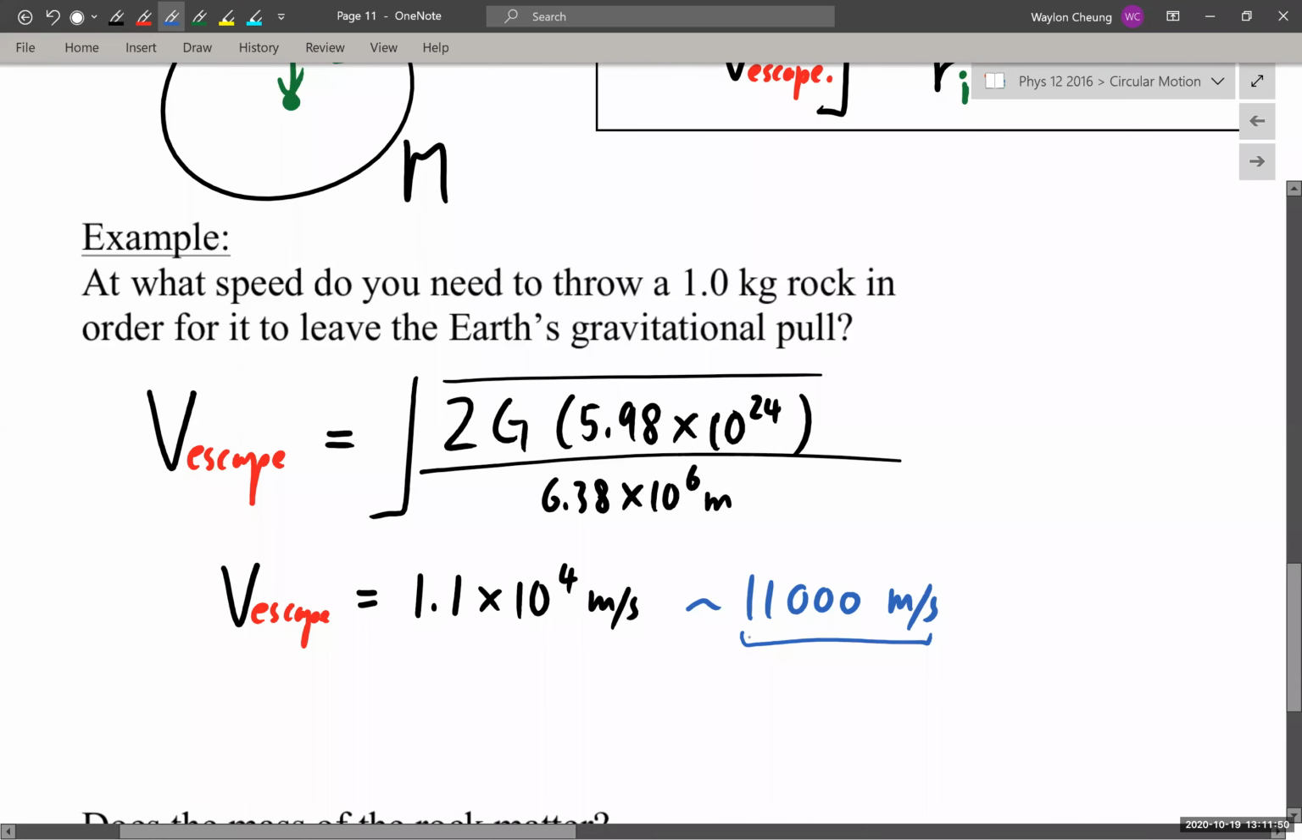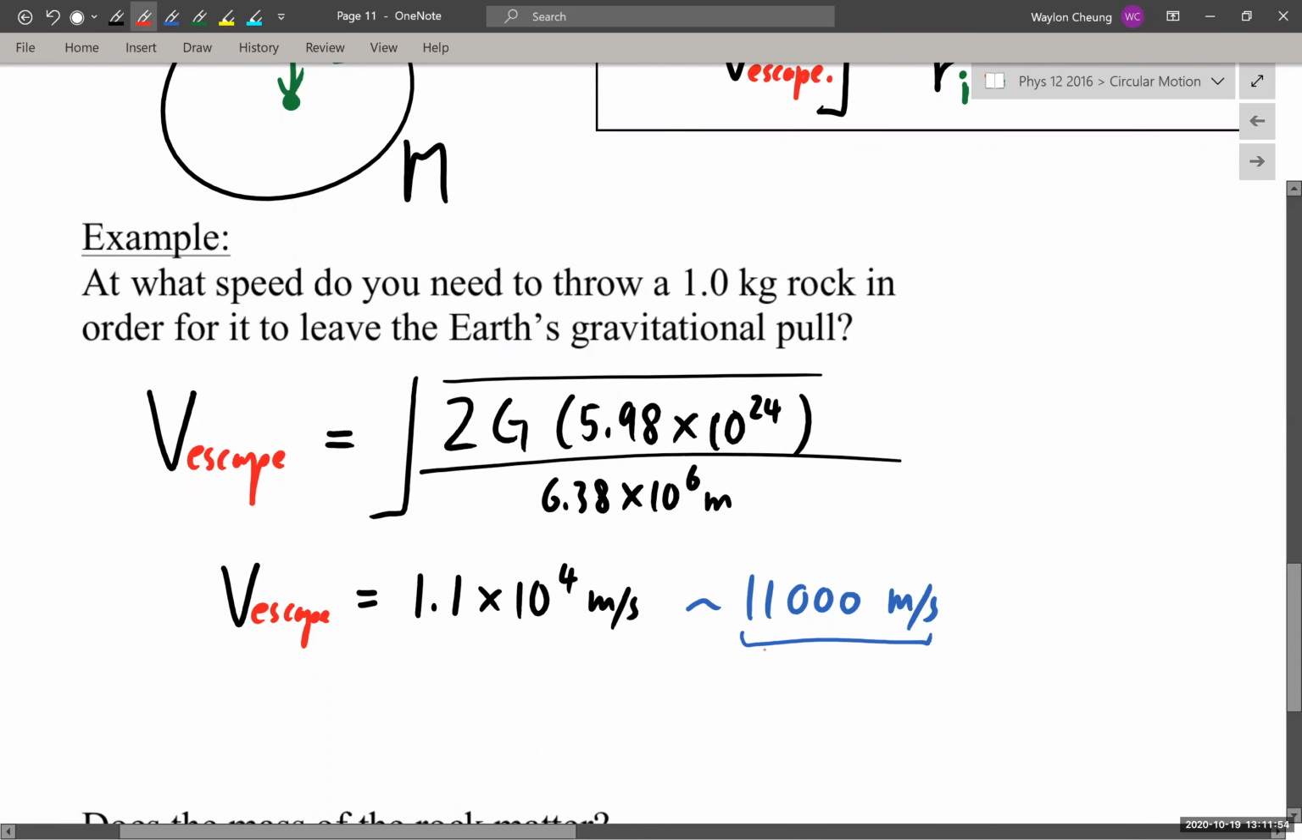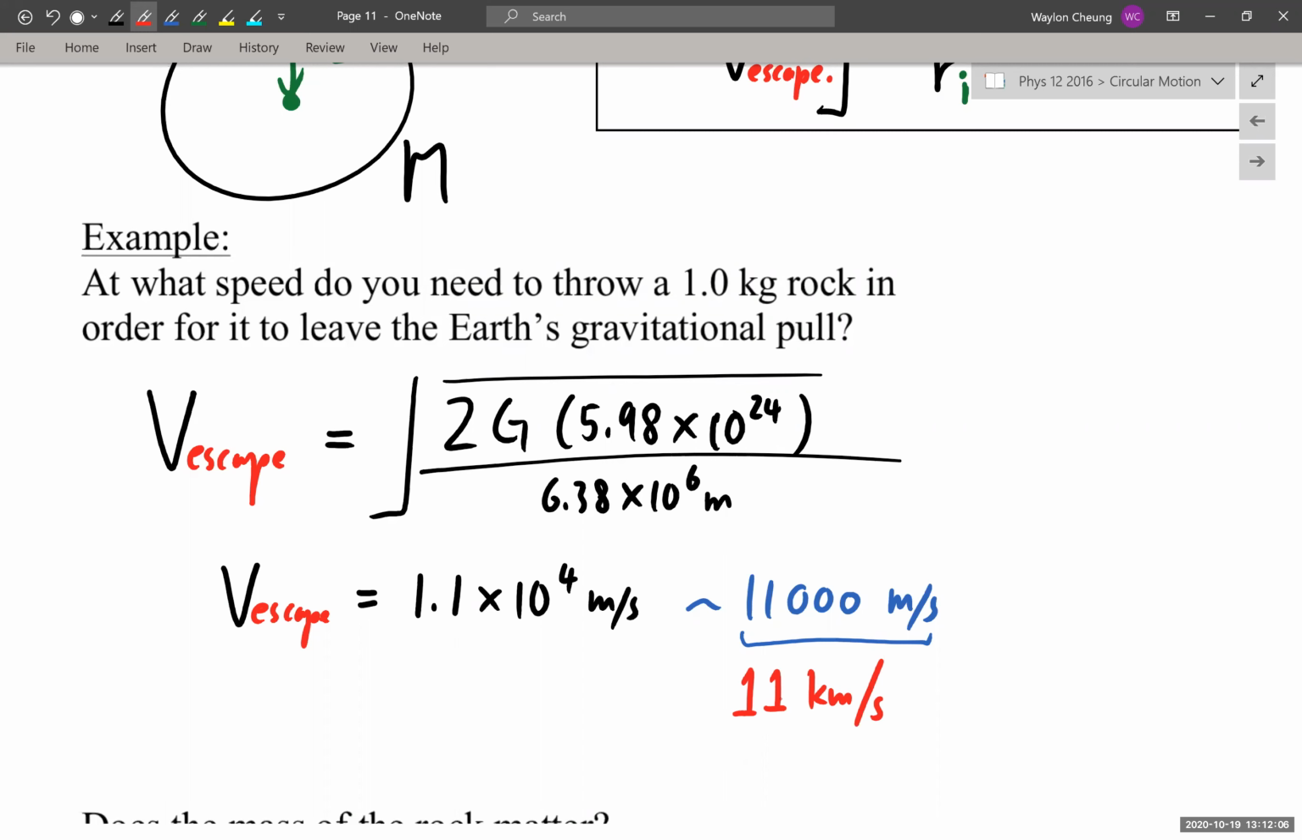Let's do km per second. 11 kilometer per second. I know km per second is a weird unit, but it's kind of nice to look at. Let's put that in perspective. From here to Surrey is 20 kilometer. That means the speed is from here to Surrey in 2 seconds, or from here to downtown Vancouver in 1 second, which is about 10K.